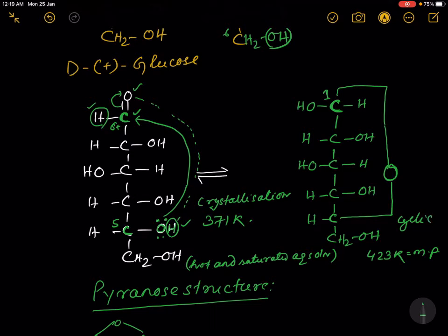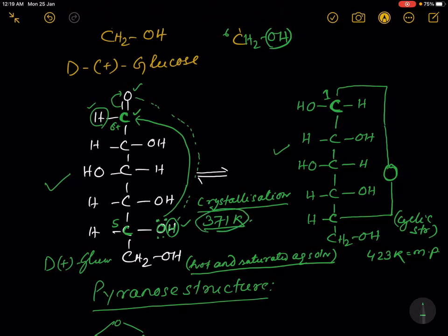This cyclic structure can be obtained from D plus glucose by crystallization at 371 Kelvin, when a hot and saturated aqueous solution of D-glucose unit undergoes crystallization. When this D-glucose unit in hot and saturated aqueous solution is crystallized at 371 Kelvin, the cyclic structure of D plus glucose unit is formed, that is beta D plus glucose.